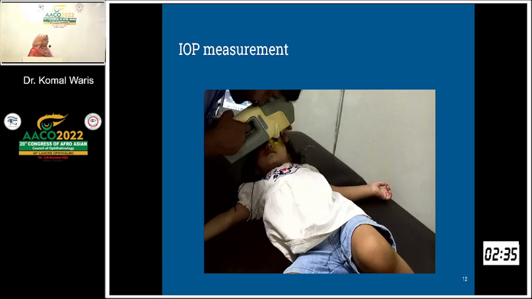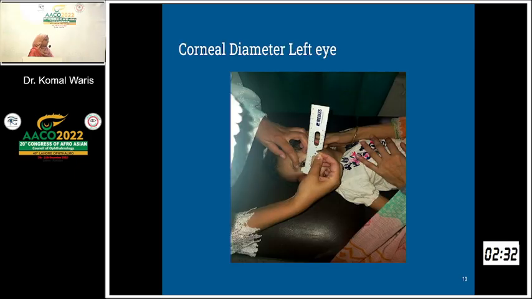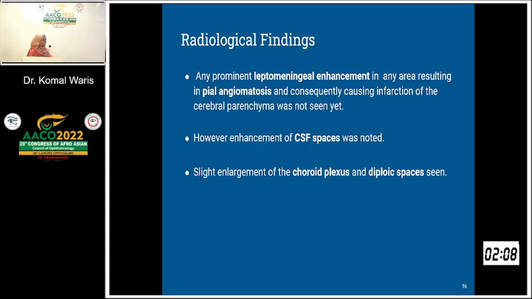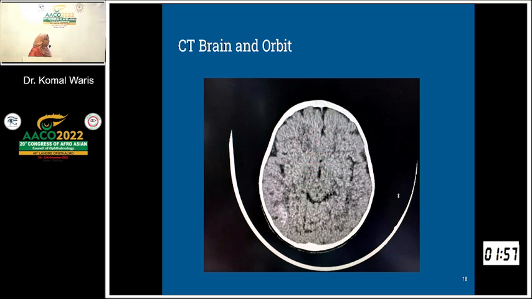So here are the pictures of the IOP measurement and the corneal diameter measurement. Apart from these investigations, an EEG and CT scan were also done because the patient had a history of fits. The EEG showed no electrographic seizure activity, whereas the CT scan showed extraventricular CSF presence, and there was a hypodensity in the right posterior parietal and temporal region with acute calcific foci. The radiological examinations were also carried out because the patient was having fits, as I already mentioned. There was leptomeningeal enhancement and angiomatosis, with increased CSF spaces. Here are the pictures of the CT scan.